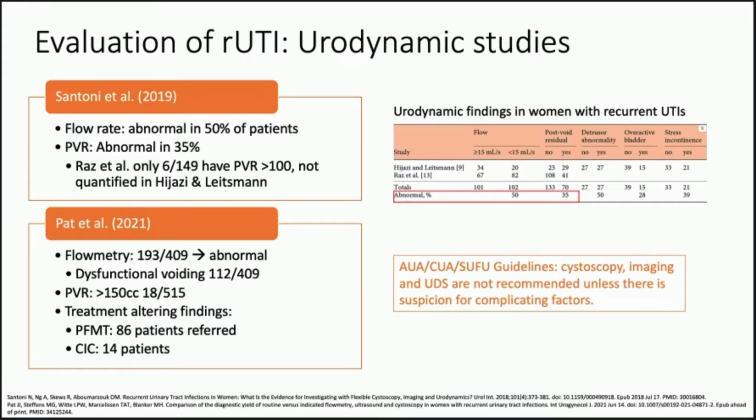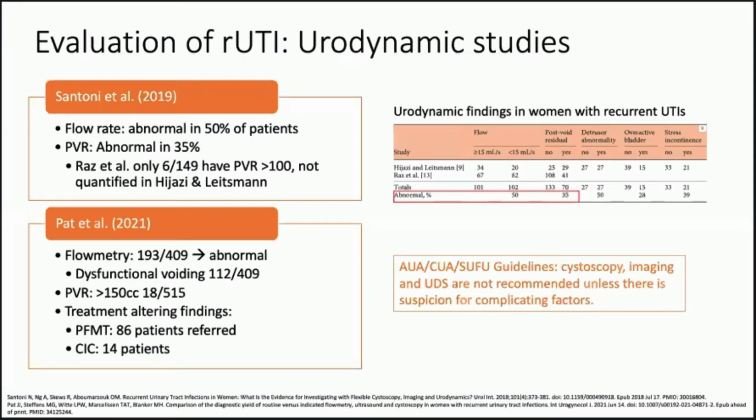And dysfunctional voiding was noted in 112 of these patients, with a flattened curve noted in only about 4 of them. So here, when they looked at post-void residuals, they measured it in 515 patients, and it was found to be abnormal, or greater than 150 cc's, in 18 of them.